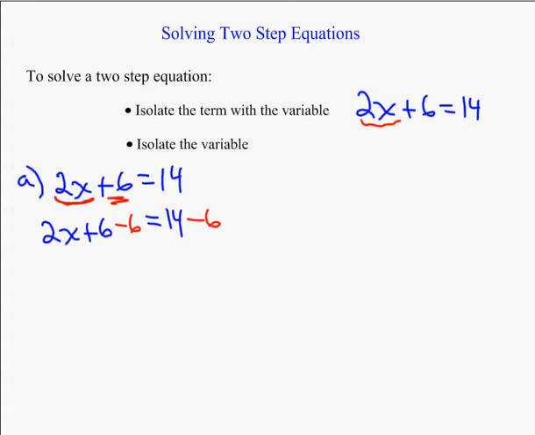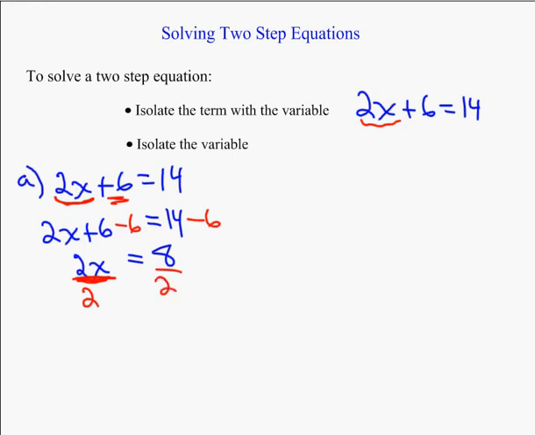So now on the left we have 2x. The plus 6 and the minus 6 give us 0. And on the right hand side we get 14 minus 6, which is equal to 8. So that's the first step, isolating the term with the variable in it. We've done that. The second step is to isolate the x, or the variable. Right now x is being multiplied by 2. We need to undo that multiplication by 2. We do that with division by 2.